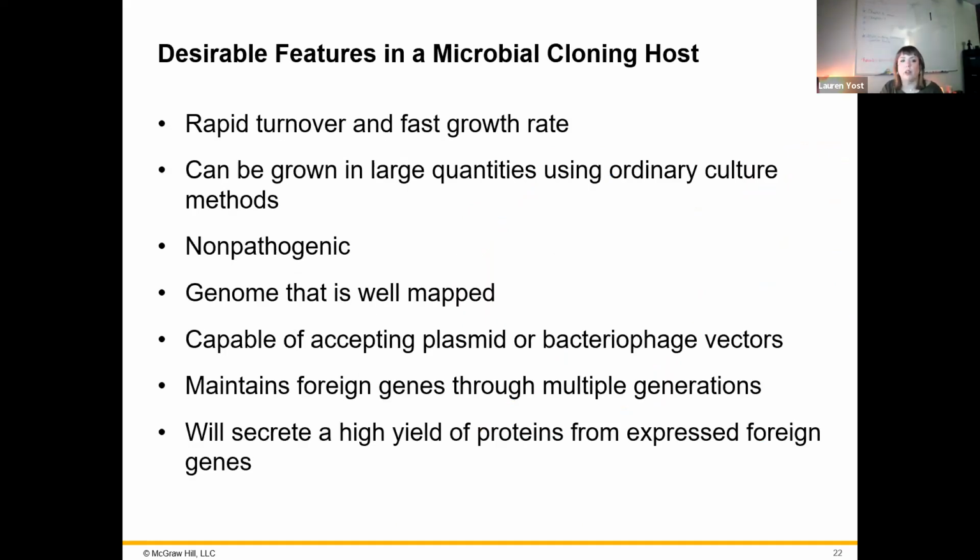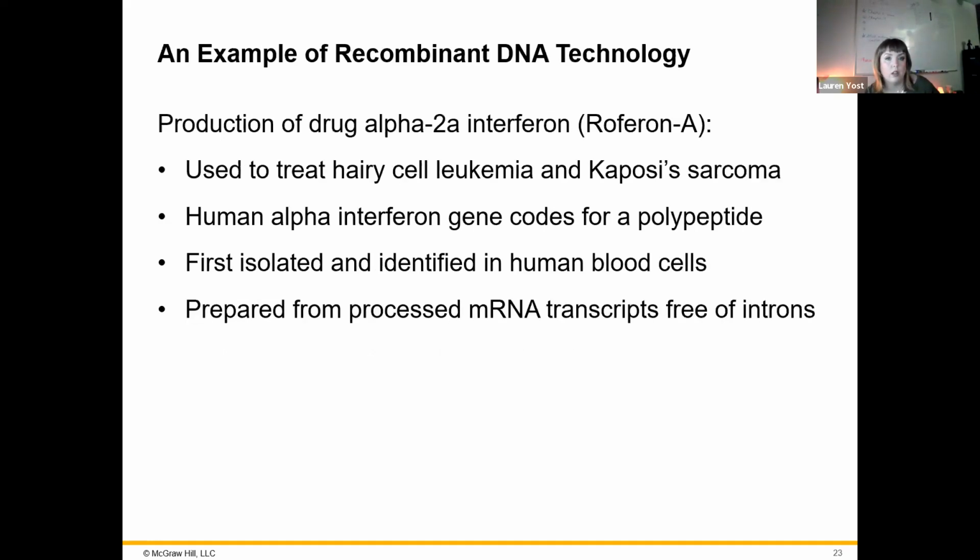For your cloning host, you're going to want a host that has a rapid turnover or fast growth rate, so you can have your product made fast and can grow it in large quantities using culture methods. It should be non-pathogenic, so you don't want to be making people sick all over the place. The genome should be well mapped and well understood, it maintains the genes through multiple generations, can accept that plasmid or bacteriophage DNA as a vector, and can express high yields of protein of whatever your gene of interest is, because you want a lot of it made, right? That's the whole point of doing it.